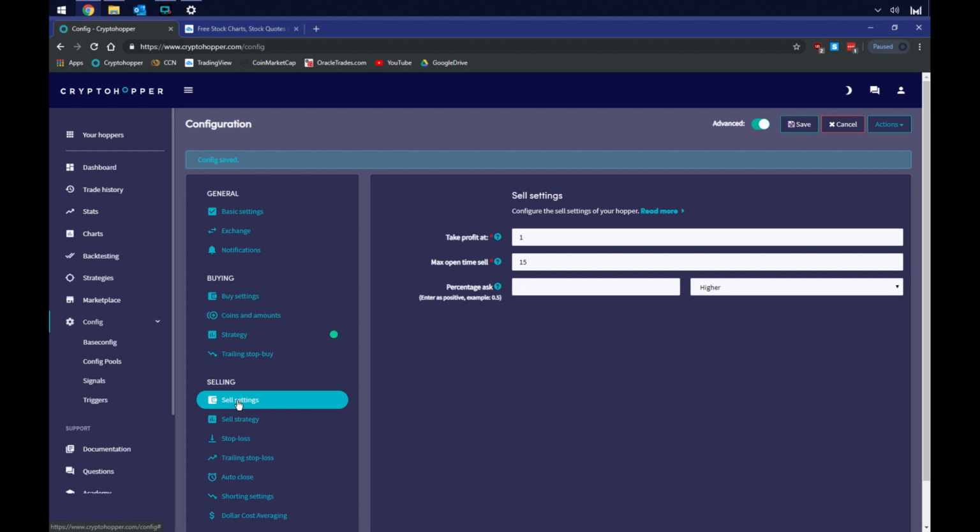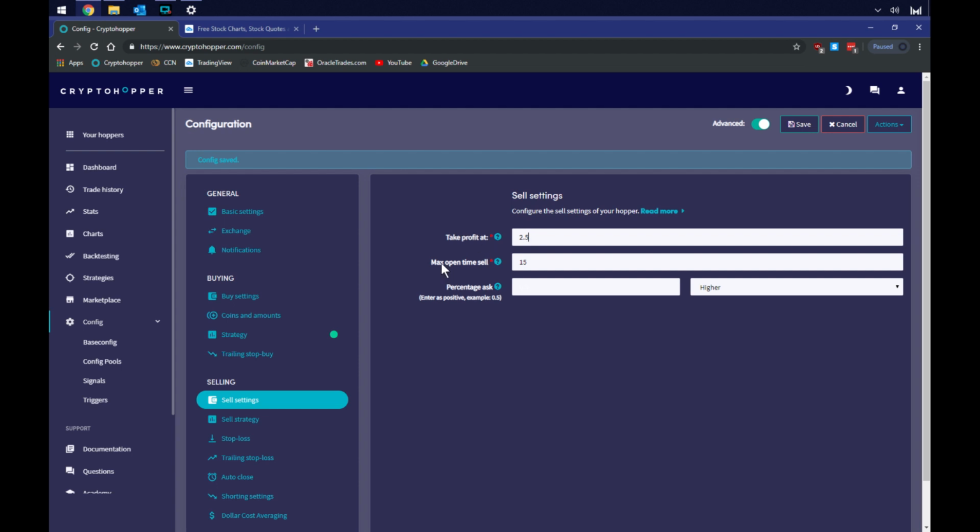If you plan on holding positions for days or weeks, CryptoHopper may just not be the best tool for you. It will work, it may just not yield the same results. For the sake of this example, let's assume we want to take profit at 2.5%.